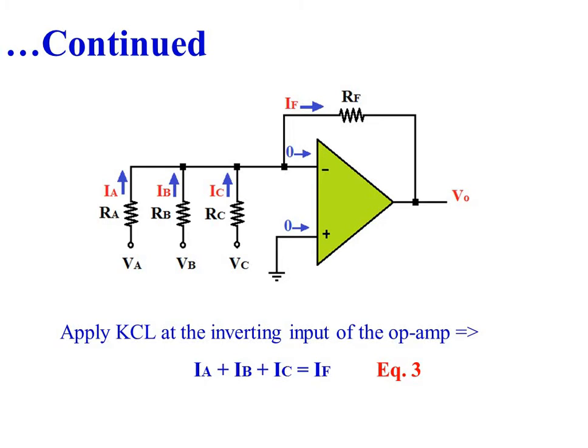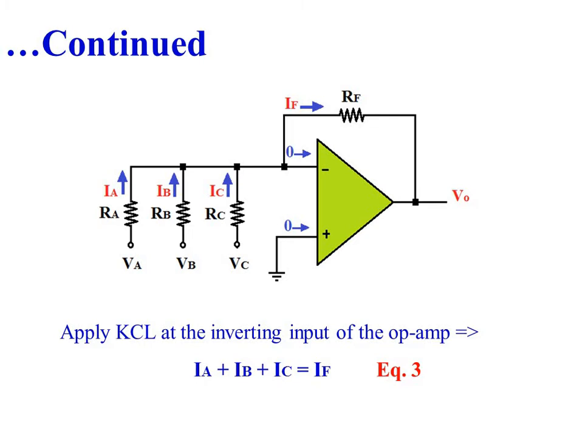Now apply KCL at the inverting input of the operational amplifier. There are 5 currents associated with the inverting input of the operational amplifier. The 5 currents are IA, IB, IC, IF and the current flowing towards the inverting input of the operational amplifier. So for an ideal operational amplifier, the input impedance is equal to infinity.